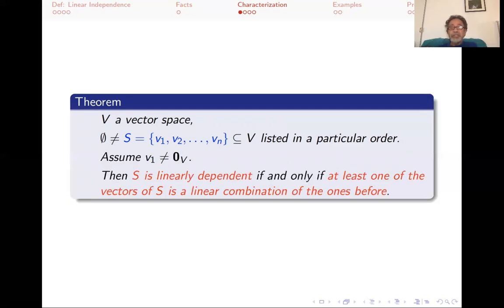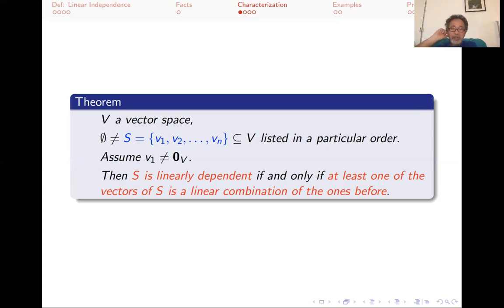Then the conclusion is that S is linearly dependent if and only if at least one of the vectors of S is a linear combination of the ones before. Now that word before is important because it has something to do with this order. So the question is, is V2 a linear combination of V1? Is V3 a linear combination of V1 and V2? Is V4 a linear combination of V1, V2, and V3, and so forth? If the answer to any one of those is yes, then S is linearly dependent. If the answer to all of those is no, S is linearly independent. This is an if and only if theorem.